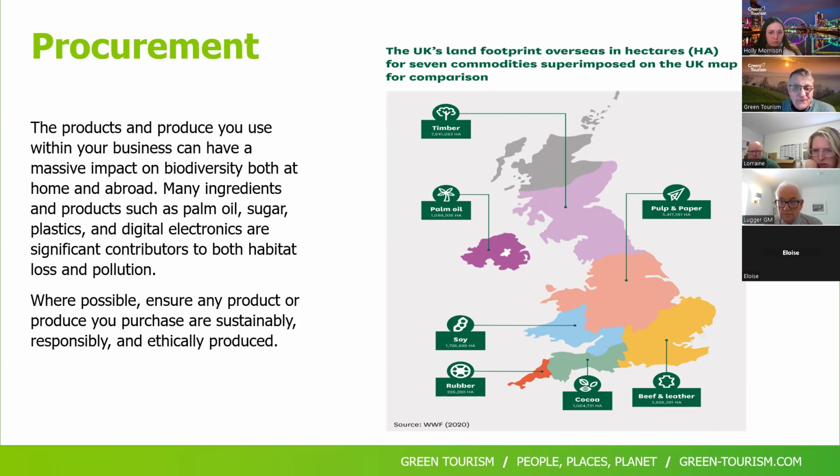The amount of palm oil grown worldwide for eventual consumption in the UK is the same landmass as Northern Ireland. All of Wales would be soya. The southeast England from the Wash to the Isle of Wight would be in beef or leather production. Finally, most of Northern England to the Great Glen in the north of Scotland, nearly 8 million hectares, is taken up by timber production destined for the UK.